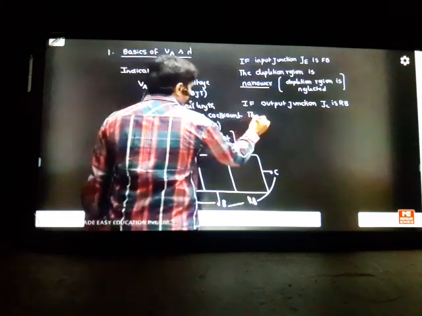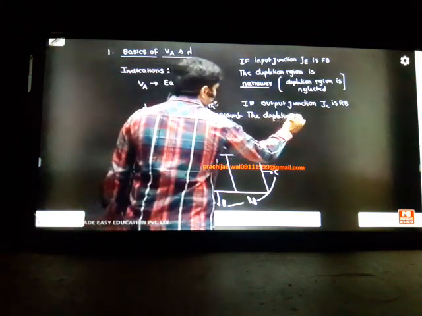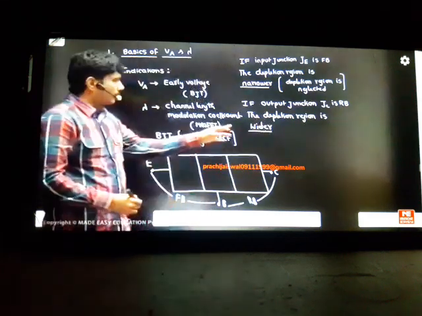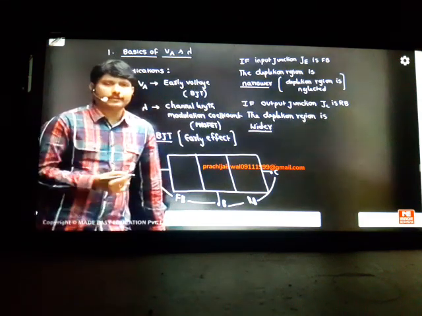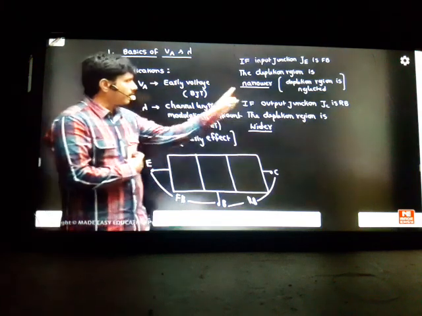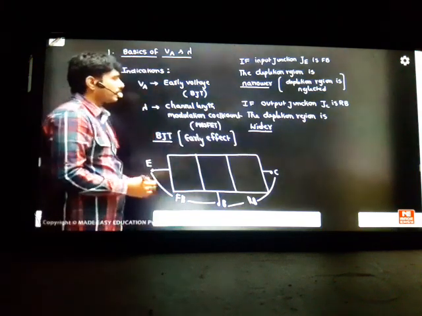The depletion region is wider instead. This concept we have already seen in our JFET class also. In JFET, when the input is reverse biased, I said that the width of the depletion region will increase such that the channel will decrease. So we have to understand it: one is narrower, one is wider. So here we should not neglect the depletion region.